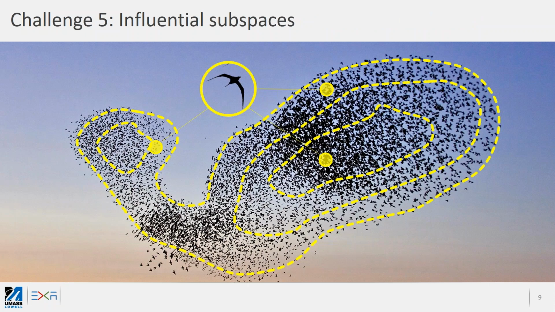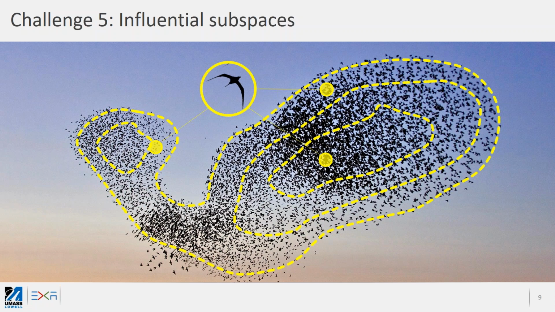The fifth challenge is essentially trying to figure out which agents are influential. So, again in this example of a bird flock, where can a bird make some maneuvers that could change the direction of the entire flock? If the bird is in this small yellow circle that I've drawn on the left, maybe it is not going to have a big impact on the entire direction of the flock.